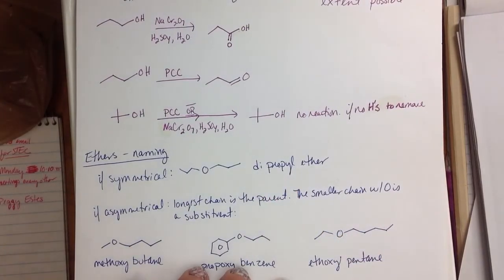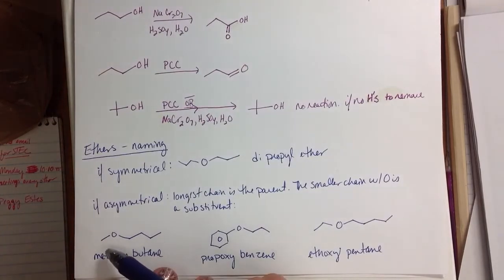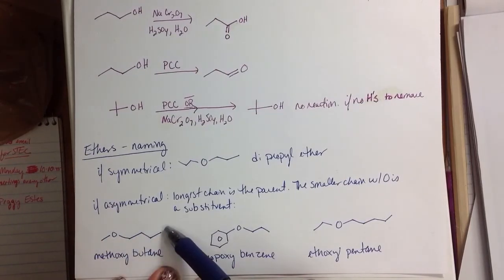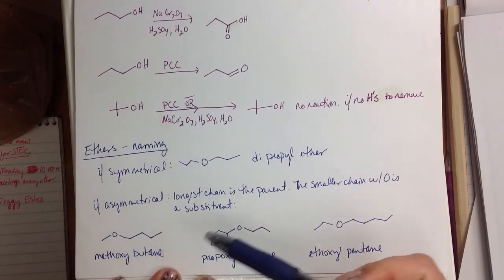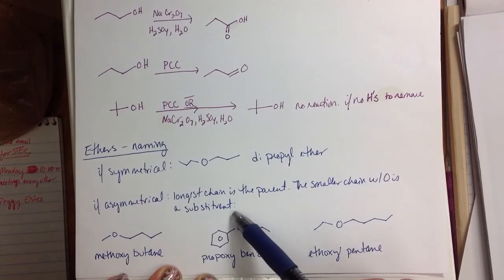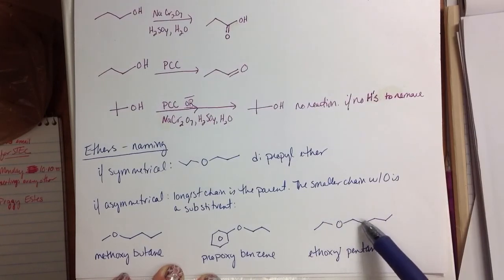But if they're going to be asymmetrical, then what we do is we identify the longest chain, and then we identify the other bit as a substituent. So here's what I mean by that. This guy would be my substituent to this longer chain. So this becomes methoxybutane. Here, this would be propoxy, so this is my substituent, benzene. And here we could have ethoxy, 1, 2, 3, 4, 5, pentane. And that's it.